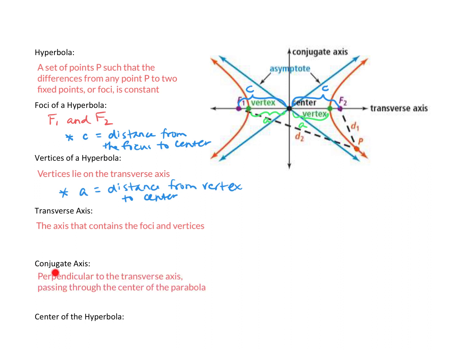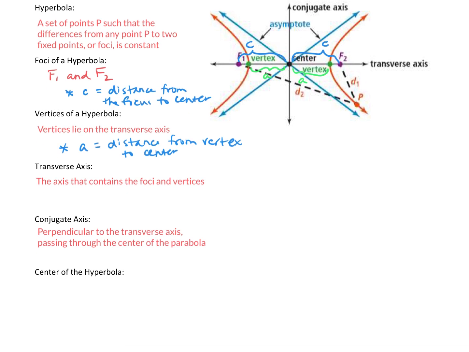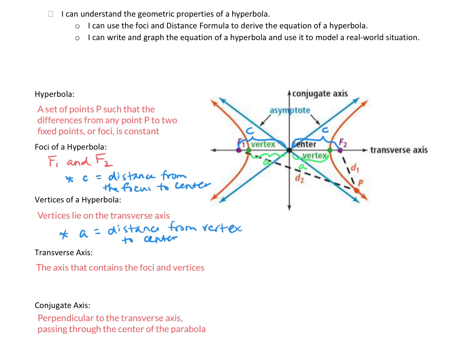And then we have our conjugate axis. This axis will be perpendicular to the transverse axis, and it will pass through the center of the hyperbola. So in our picture, we had a horizontal transverse axis, so the conjugate axis is perpendicular to it. The center of our hyperbola is going to be the intersection of the transverse and the conjugate axes. So if you look at our picture, here's the center. This is where the transverse and the conjugate axes will meet.